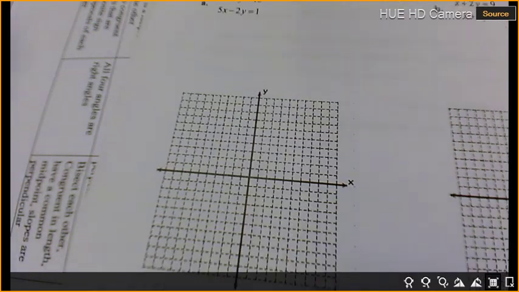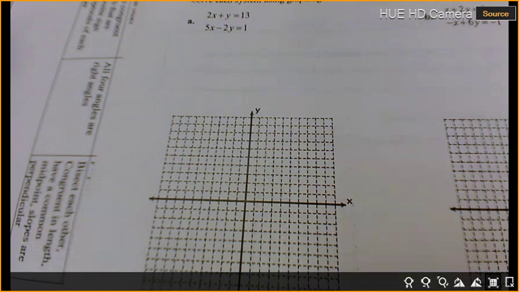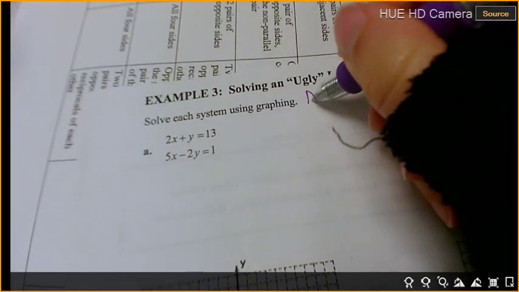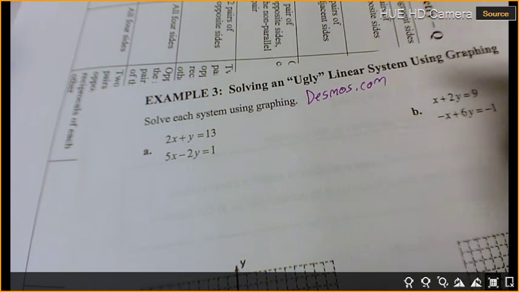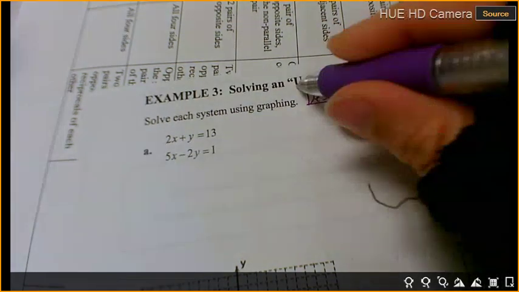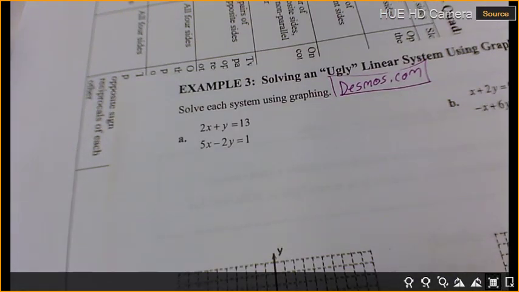If you have good Wi-Fi, you can actually go to Desmos, and I'm going to write that down right now. Desmos.com. So if you have internet of some kind at home, you can use this. Not everybody has it, and so you have to do some by hand. But you can do graphing on a graphing calculator in class and find the answer.